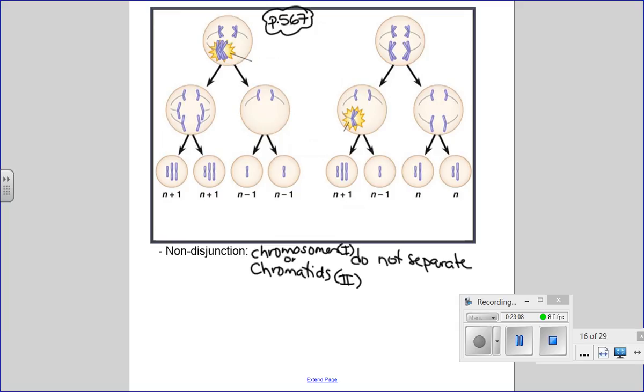At the top, we're starting with a cell that has 4 chromosomes. So 2n equals 4. That means n equals 2. Now remember that a cell that's undergoing meiosis will have already gone through interphase, and there will be a copy of each of the chromosomes. So I have 1, 2, 3, 4 chromosomes plus an identical copy of each of them, but I still only have 4 chromosomes. This highlighted portion here is representing non-disjunction.